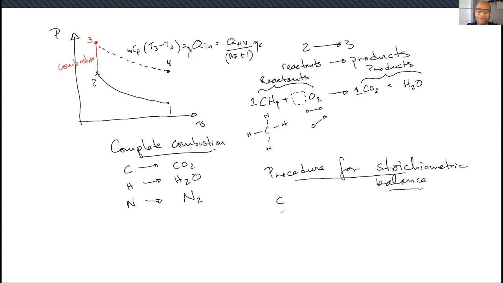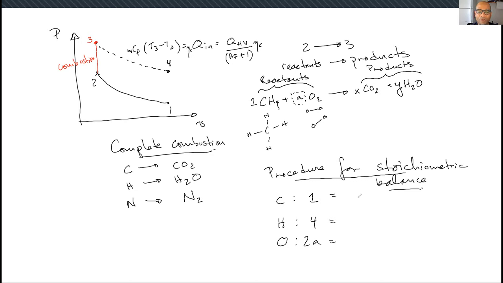I count every different type of atom, not molecules, but every different type of atom, on the reactant side usually. So C is a type of atom, H is a type of atom, O is a type of atom. And then they have to be equal on the left and the right. On the reactant side, I have one amount of C, I have 1 times 4, 4 amounts of hydrogen, and here I'm going to put a variable, A, so I have 2A amounts of oxygen. And that has to match. Here I'm going to start over, erase the 1, and put variables there. I have to have X number of CO2 molecules, and Y number of H2O molecules.